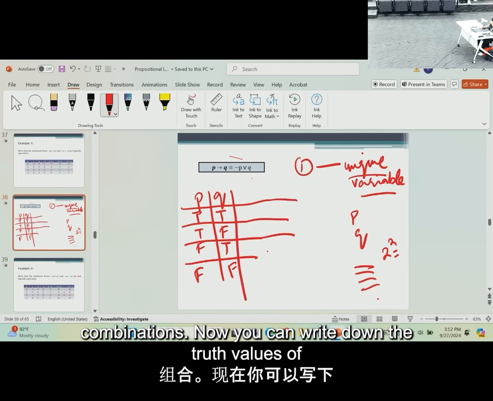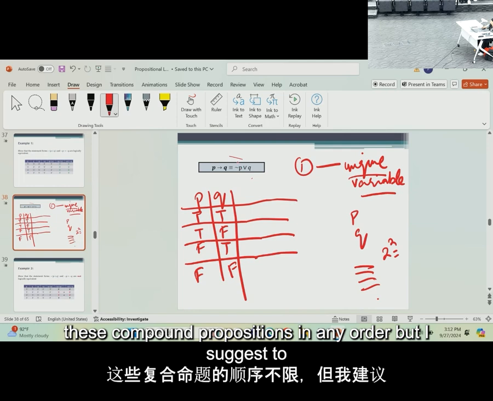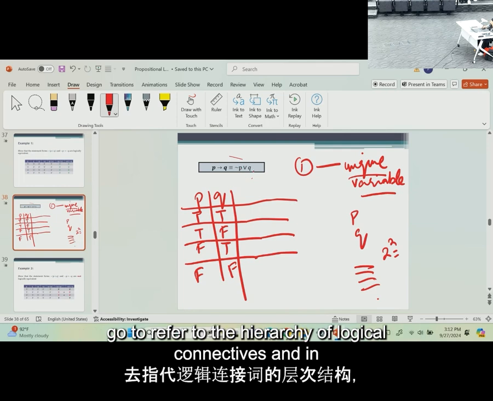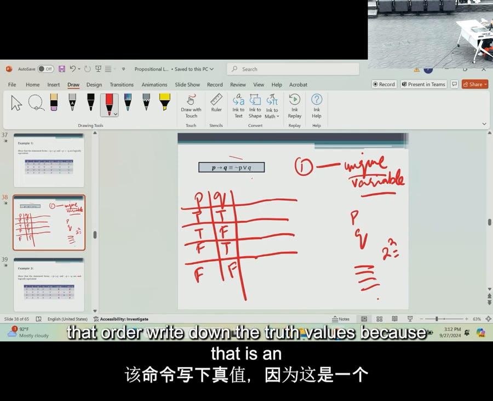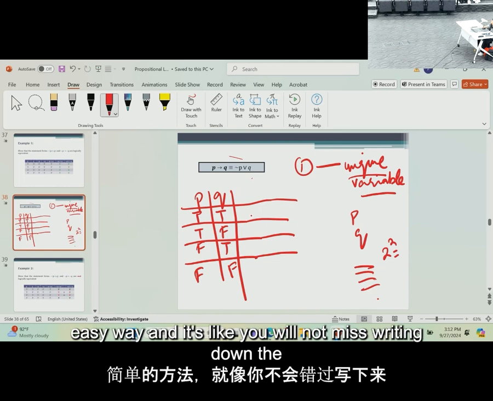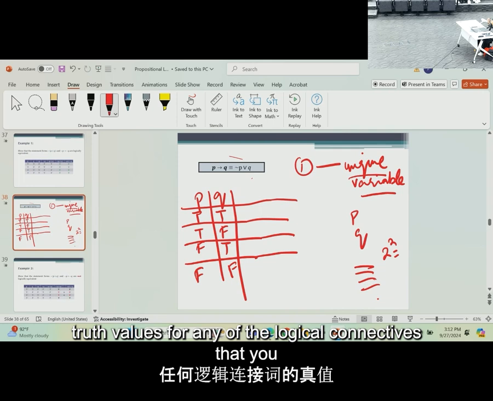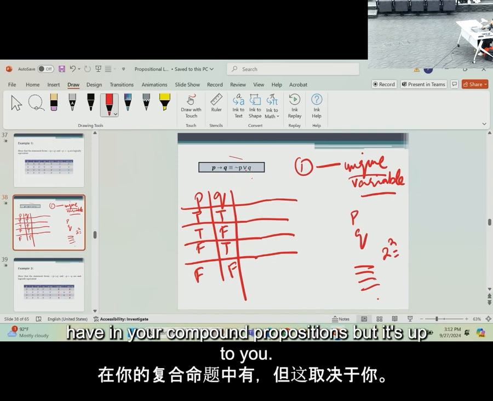You can write down the truth values of these compound propositions in any order, but I suggest you refer to the hierarchy of logical connectives and write down the truth values in that order, because that is an easy way, and you will not miss writing down the truth values for any of the logical connectives in your compound propositions, but it's up to you.